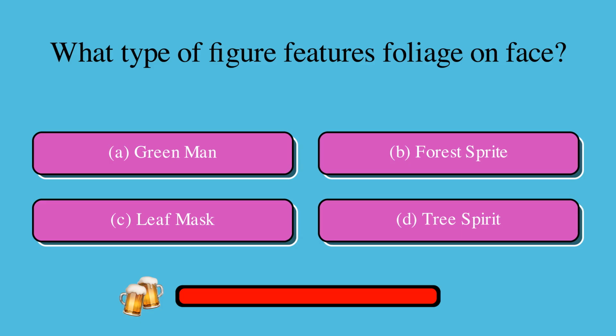What type of figure features foliage on face? Is it A, Green Man, B, Forest Sprite, C, Leaf Mask, or D, Tree Spirit? The correct answer is A, Green Man.